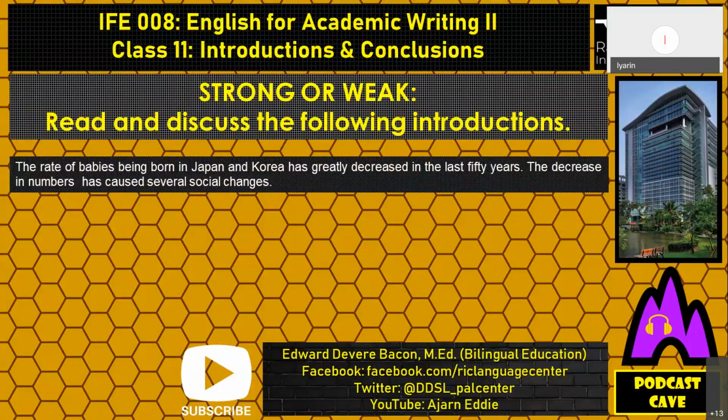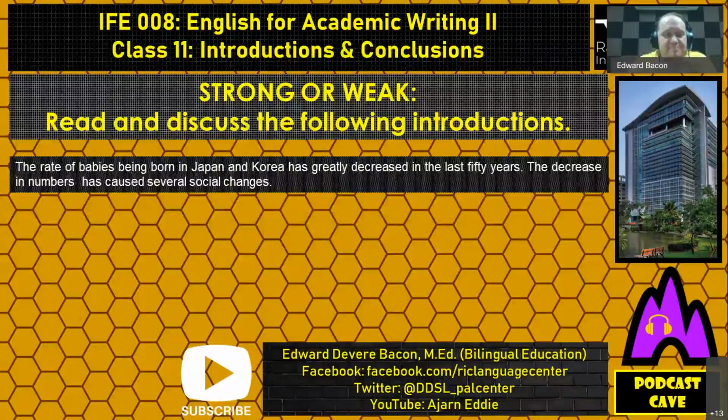The rate of babies being born in Japan and Korea has greatly decreased in the last 50 years. The decrease in numbers has caused several social changes. All right. So what do you think? Is it a strong one or is it weak?